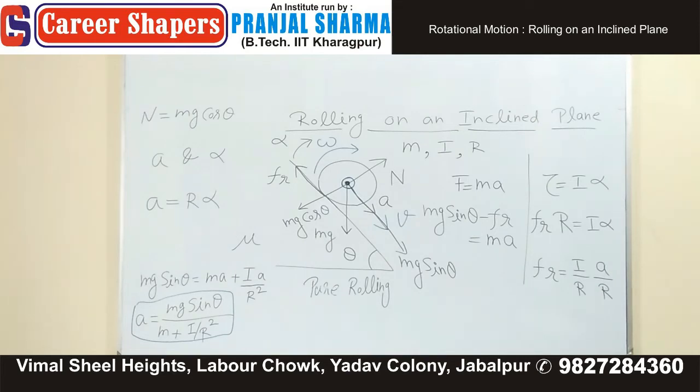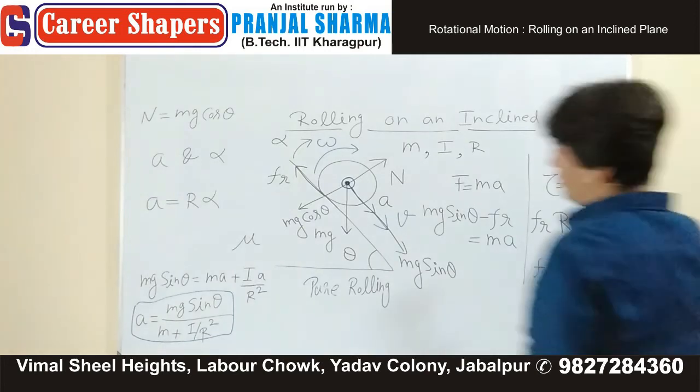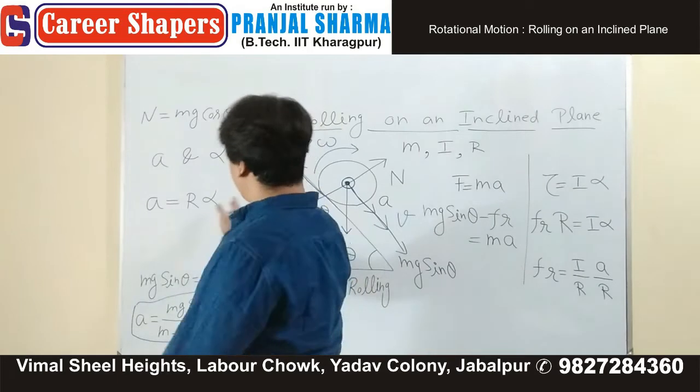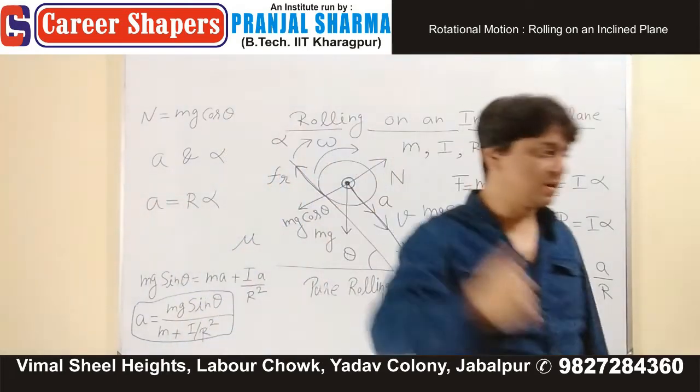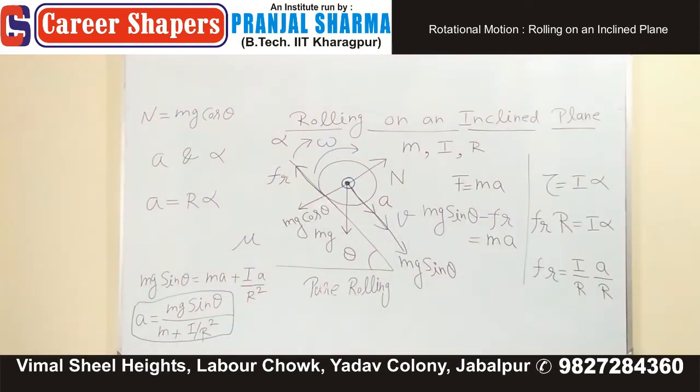But always remember these steps. You will get an equation from F equals ma, which will take care of the translational part. Tau equals I alpha will take care of the rotational part. And this a equals R alpha is coming because of pure rolling.